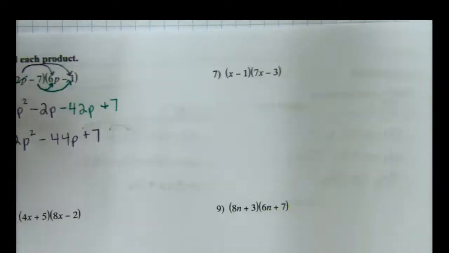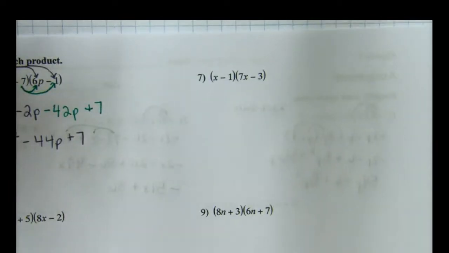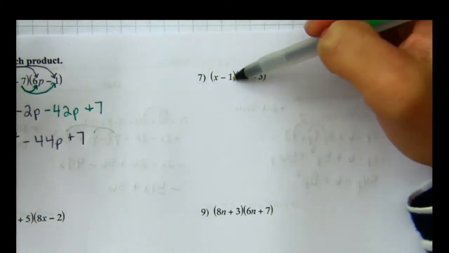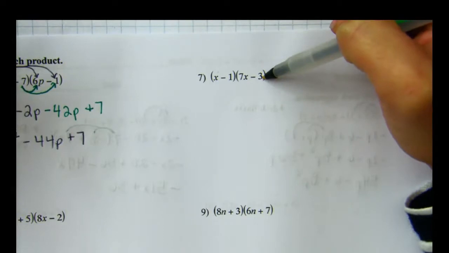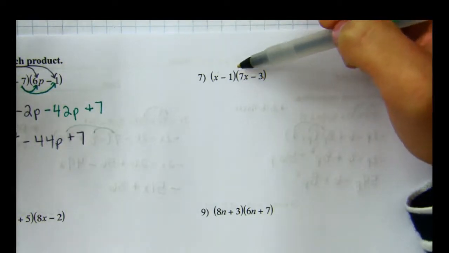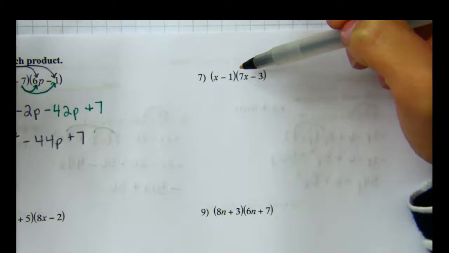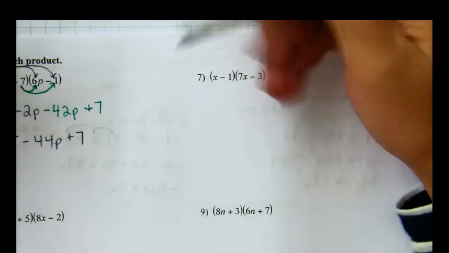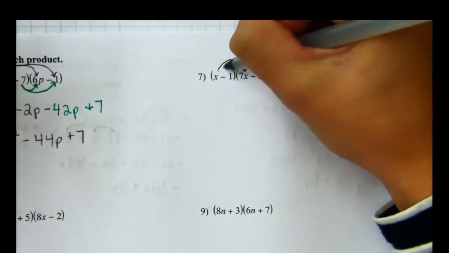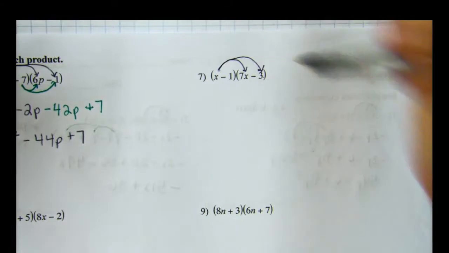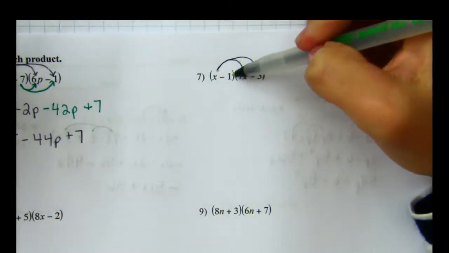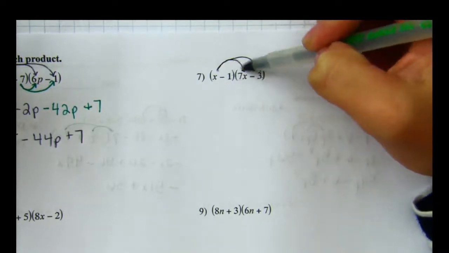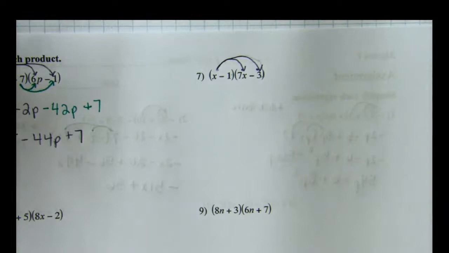Okay, let's look at number 7, and then you'll try some on your own. So this x minus 1, and 7x plus minus 3, what operation is in between the two? Multiplication, that's right. So I'm going to take x, and where does it need to go? To the 7x and to the negative 3. One thing to clarify is this x is never going to just be distributed to this 1 because they're in parentheses with each other. You're always distributing to the other set of parentheses.